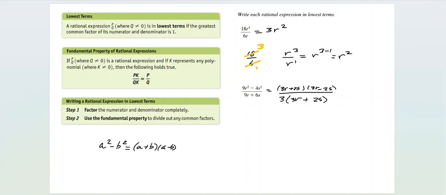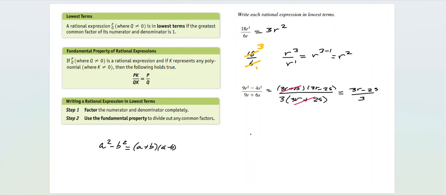So now we're going to cancel out the common factors, right? So 3r plus 2s of the numerator will be canceled with the 3r plus 2s of your denominator. So after simplifying, the result will be 3r minus 2s over 3. And here you have the result after simplifying, the rational expression.